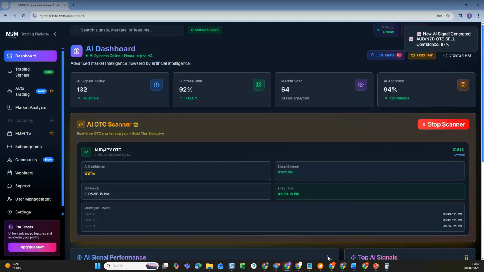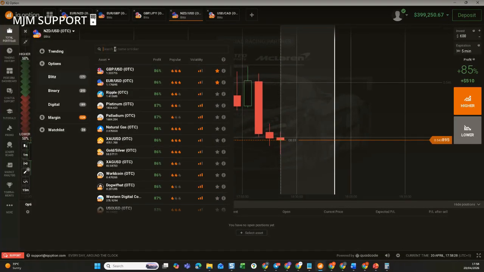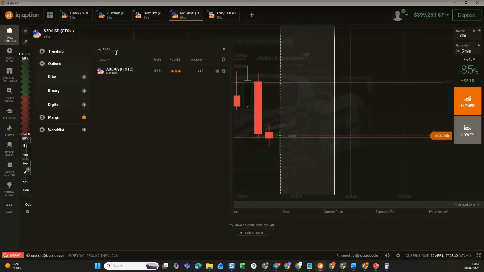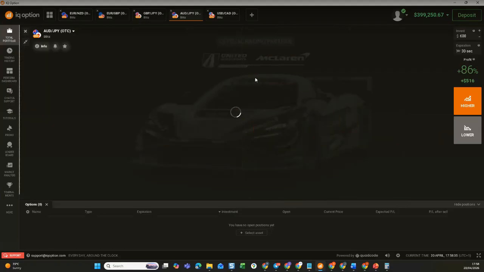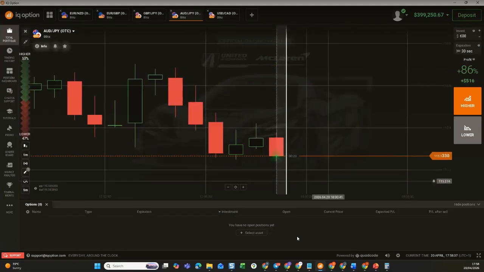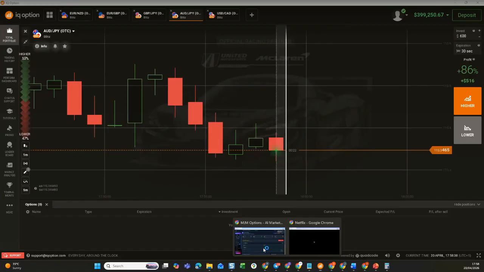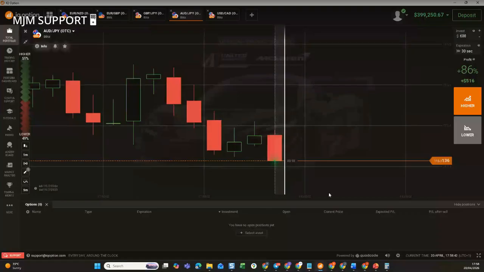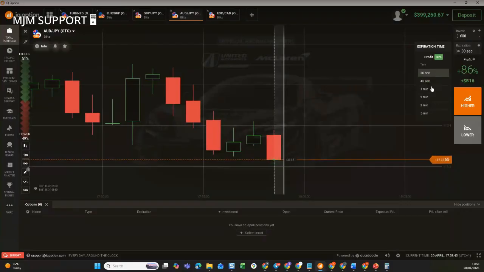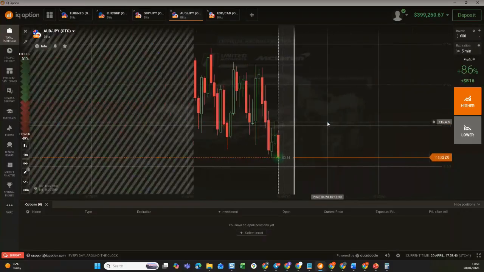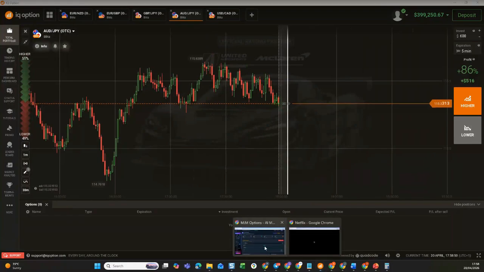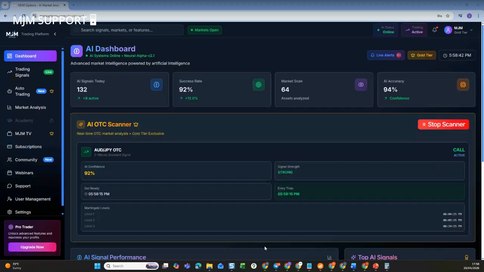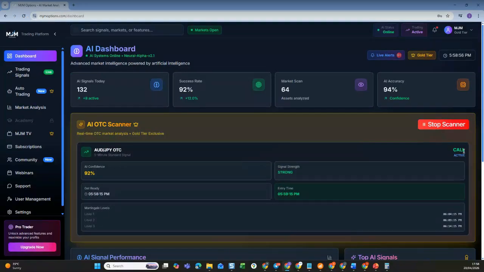The pair is AUDJPY. So we come here and we search AUDJPY. So we have it here. It's been 600 for a start. The next thing is a 5-minute standard signal. We're going to change this to 5 minutes. The next thing we have here is signal strength, which is strong. The direction is call, so we are buying.